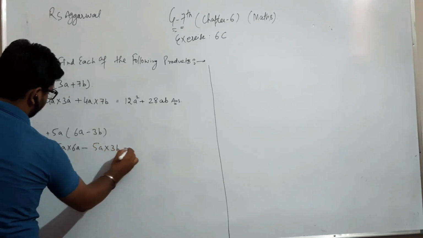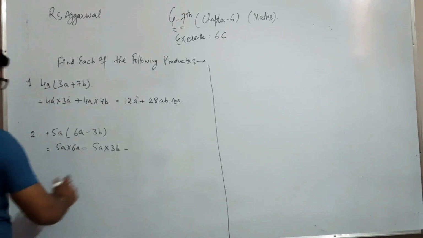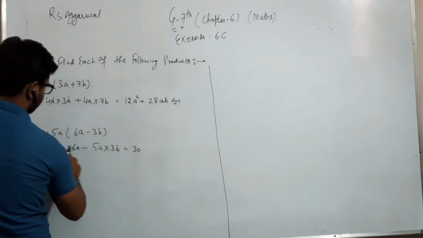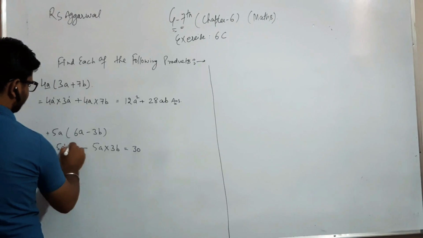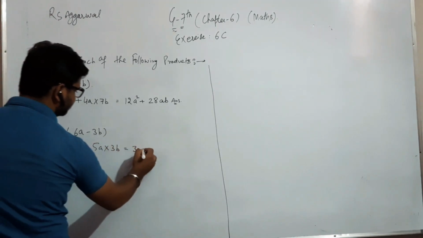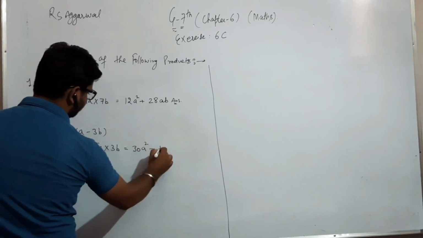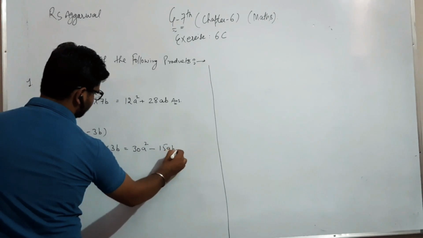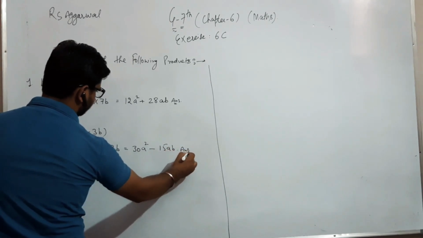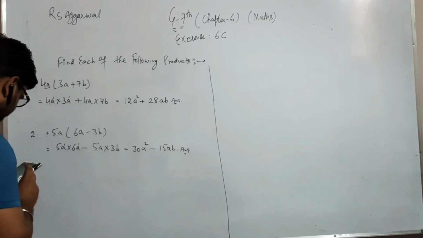Okay, so constants multiply first. 6 fives are 30, so 30 here, and a raised to power 1 times a raised to power 1, the base is the same and the powers will be added, so it is a raised to power 2. Then minus sign, 5 threes are 15, ab. So this is the answer of the second question. Next we are doing the next question of this exercise.